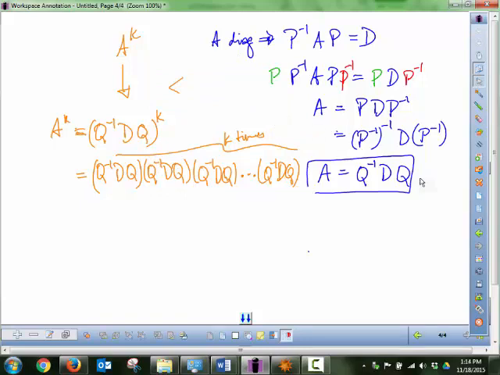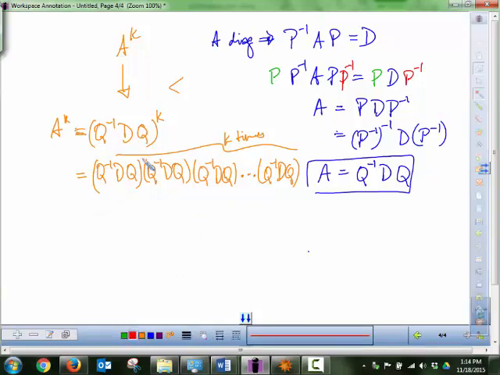So, how does that make things easier? Well, it turns out that matrix multiplication is not commutative, but it is associative. So that means I can regroup. All these Q's and Q inverses are right next to each other. I can regroup to put those two together a bunch of times, and they would just equal the identity matrix and more or less disappear.